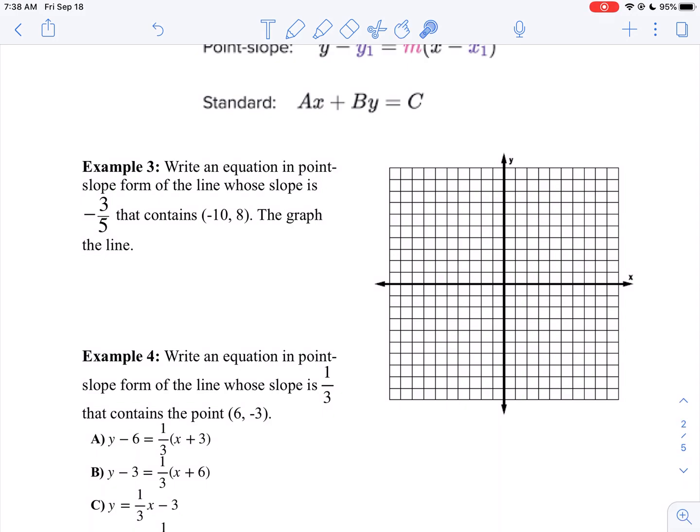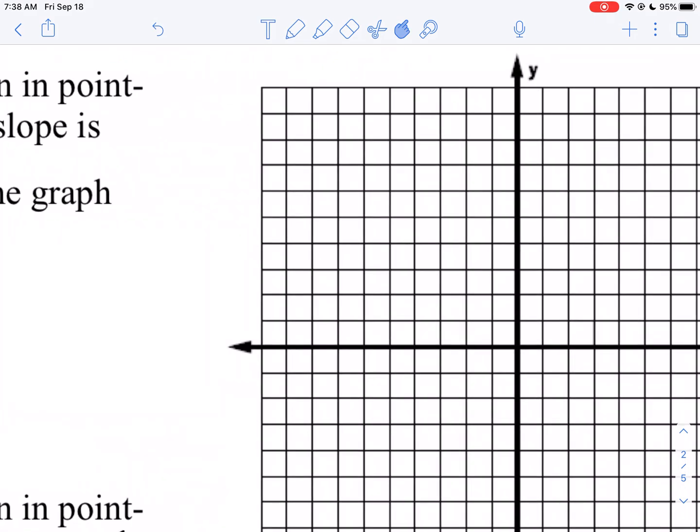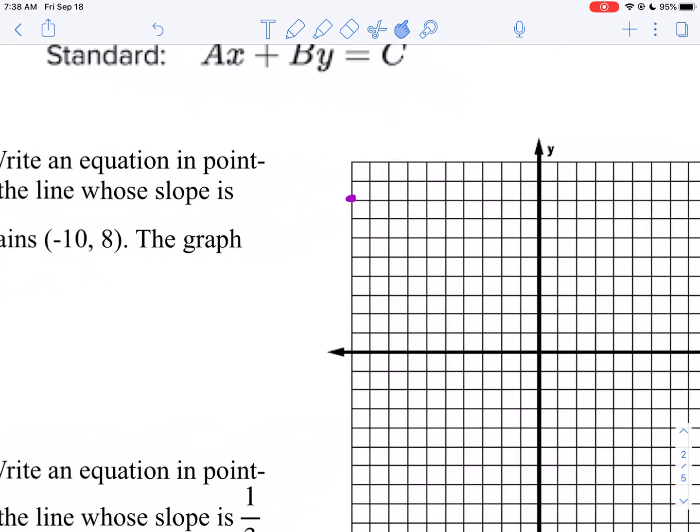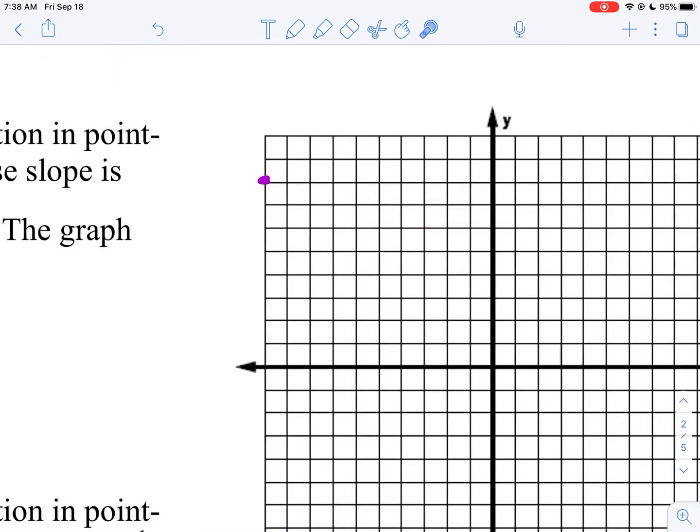I'm going to do this one backwards. We're going to graph it first. So what I'm going to do is go to the left 10, and go up 8. And that'll be my point, because we know it goes through the point negative 10, 8. Then we know it has a slope of negative 3/5. So I'm going to count down 3 and go over 5. And then I'll put my second point.